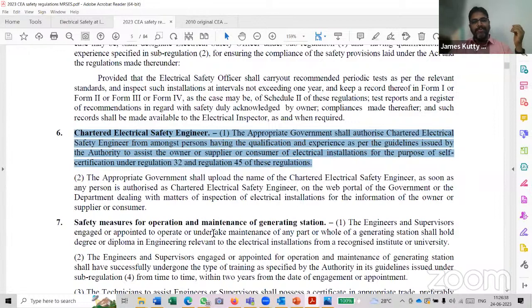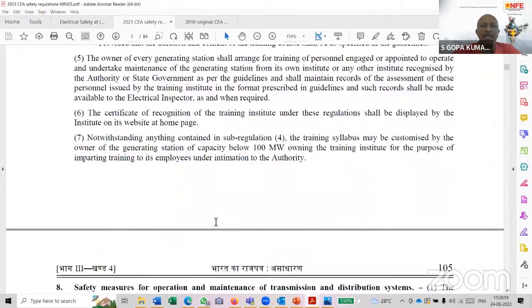Okay, thank you. Also, if we look at the list of tools, some more information was there in the draft, which I think was removed. Also, the list of tools and the list of meters to be used by the chartered electrical safety engineer is inadequate. Anyway, it's all continuous improvement. We have to work further to improve it.